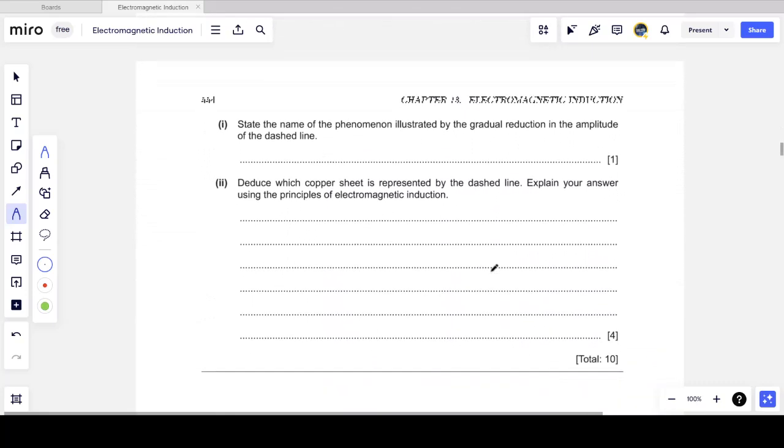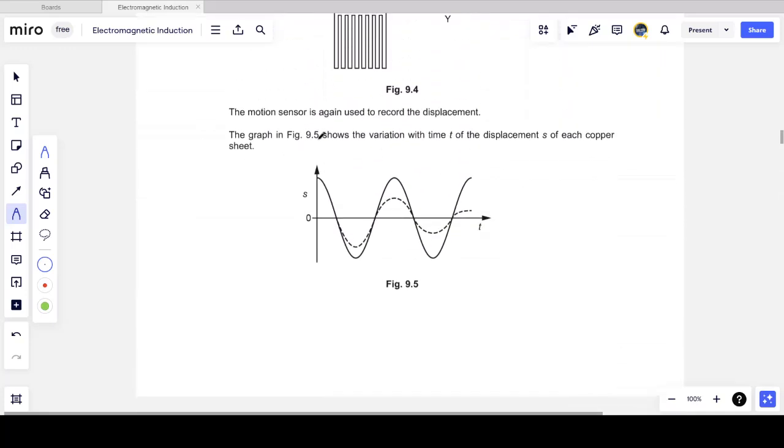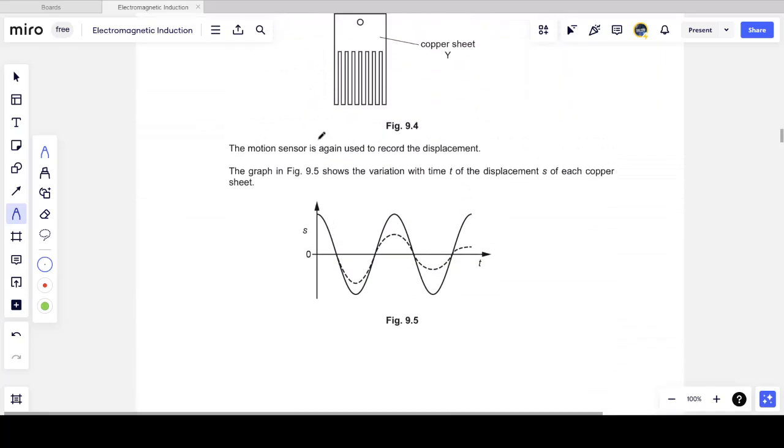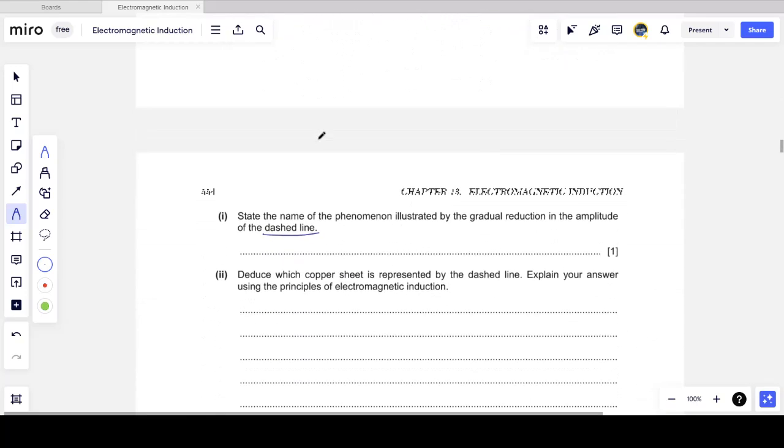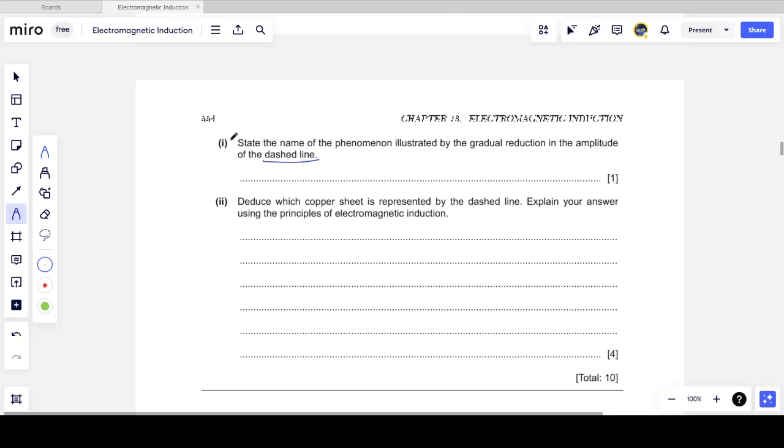So lo and behold, what does the first question say? State the name of the phenomenon illustrated by the gradual reduction in the amplitude of the dashed line. Now, you have to go back to the topic of oscillations, but you remember that if the amplitude decreases very slightly and takes many oscillations before the system comes to rest, we call this very specific term light damping. So that's an example of light damping.